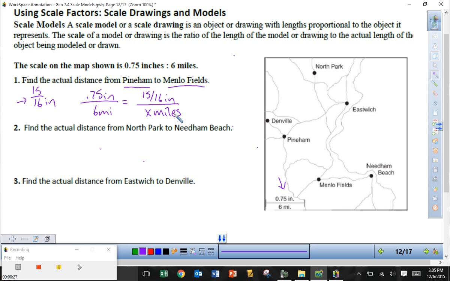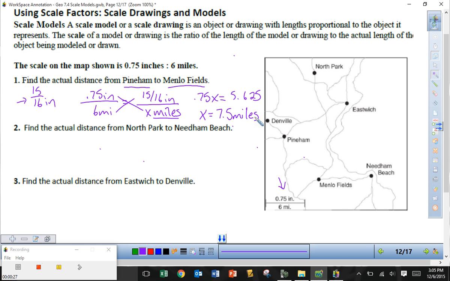Okay, just like in the lessons before, we're going to cross multiply and divide to solve for our unknown here. So 0.75x would be equal to, we'll take 6 times 15/16, which is really 5.625. Okay, last step to solve here is just dividing by that 0.75 on both sides. So x equals 7.5, and in this case, notice our unknown was measured in miles.